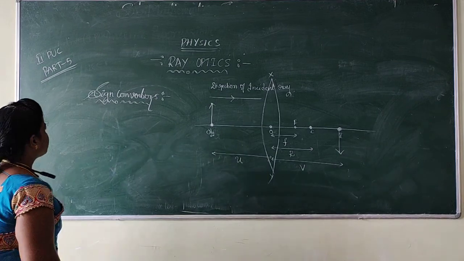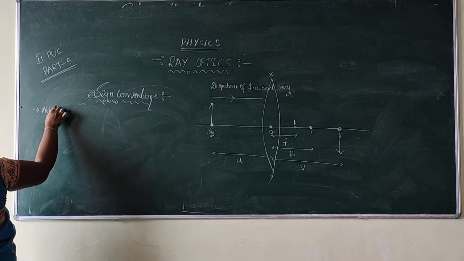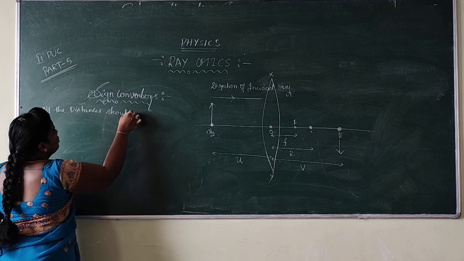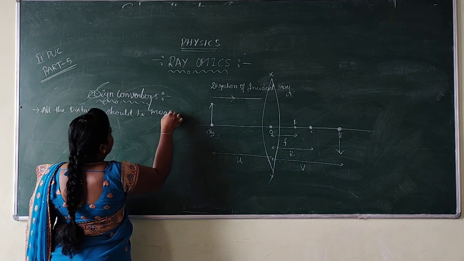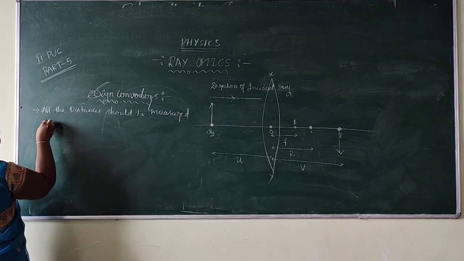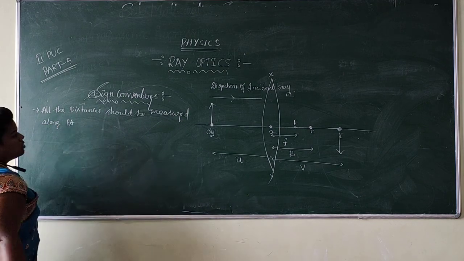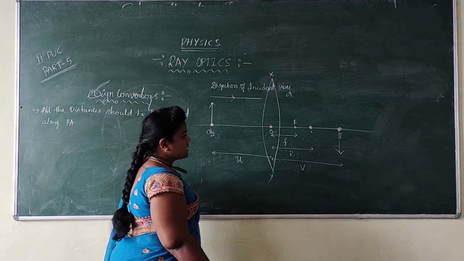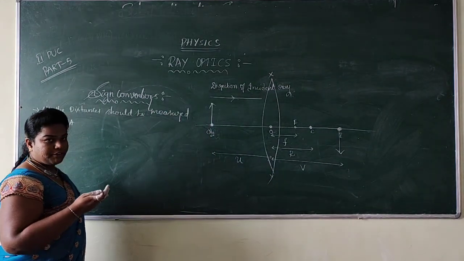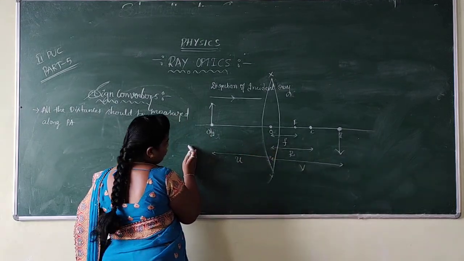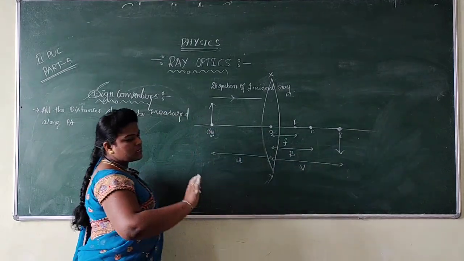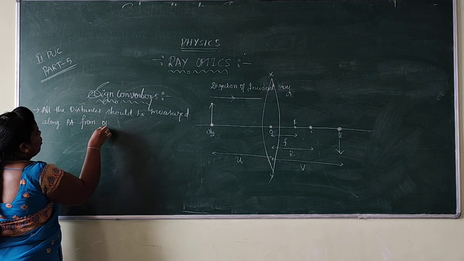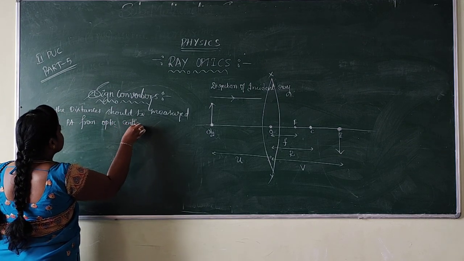See, dear students, the first sign convention is that all the distances should be measured along the principal axis. We should not measure off the axis; we should measure along the principal axis from exactly the optic center. It means we should consider the optic center as a reference point, so that from the optic center we calculate the object distance, the image distance, and any other distances along the principal axis. This is the first sign convention.